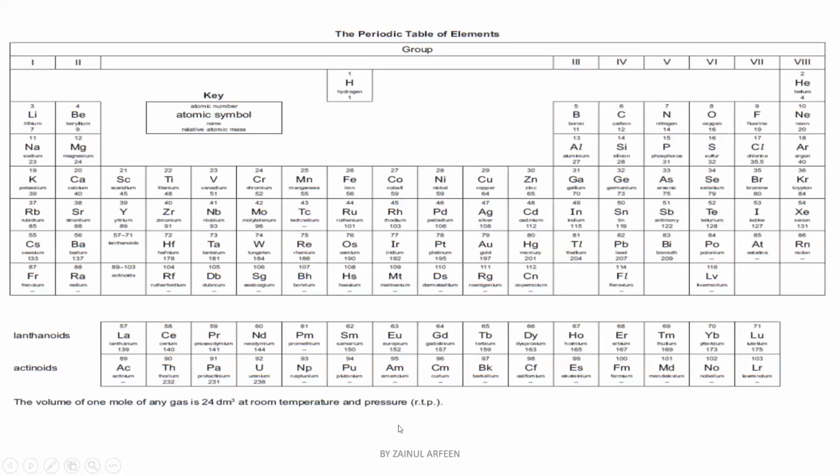Another example, if we want to draw the structure of calcium nitride. Nitride, the "ide" is there. It means nitrogen. The compound contains calcium and nitrogen. So first we'll write a chemical formula of a compound which contains calcium and nitrogen. So there is calcium and nitrogen. Calcium is group 2, so valency plus 2. Nitrogen group 5, valency minus 3. What is the formula of a compound which consists of calcium and nitrogen?